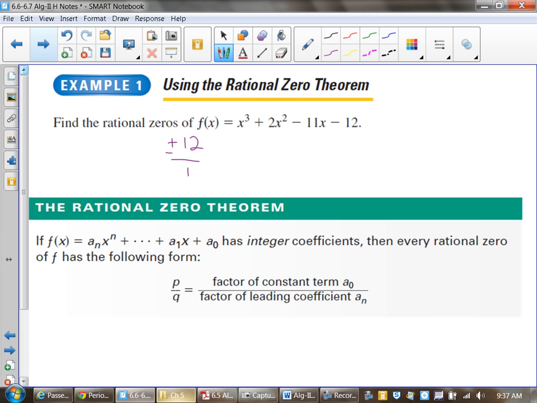What are the factors of 12? It's 1, 2, 3, 4, 6, and 12, right? What are all the factors of 1? 1. So basically, you're listing out the following. Plus or minus 1 over 1, plus or minus 2 over 1, plus or minus 3 over 1, plus or minus 4 over 1, plus or minus 6 over 1, and plus or minus 12 over 1. I'm over-exaggerating here by putting everything over 1. I am listing out all the possible factors of 12. I'm listing out all the possible factors of 1.